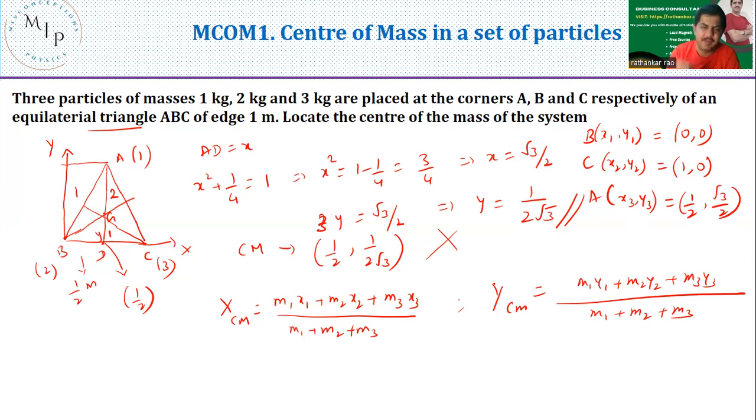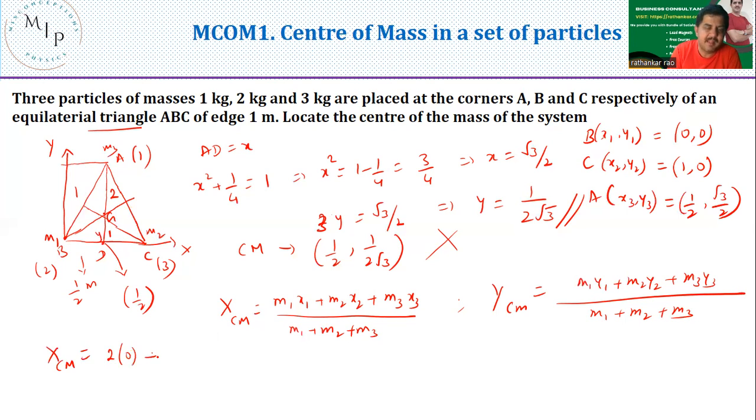Now let us substitute. Simple. So your XCM now becomes M1. Let me choose this as my M1, this is my M2, and this is my M3. What is M1? M1 is 2 kgs. 2 kgs multiplied by X1. What is X1? X1 is 0.